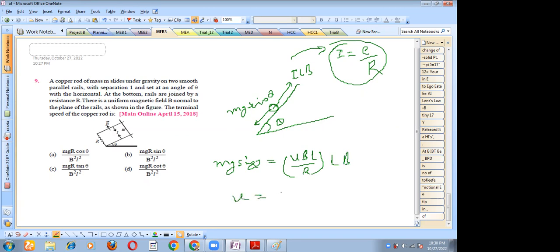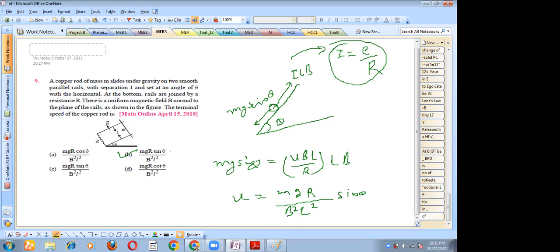What is the V? mg R sine theta upon B square L square. Getting my point? B square L square. So the correct option is B, mgR sine theta upon B square L square.